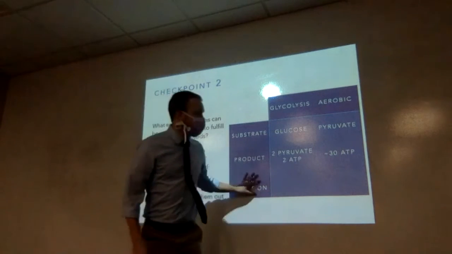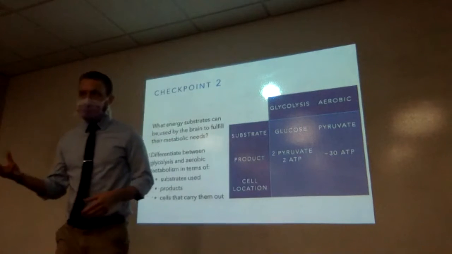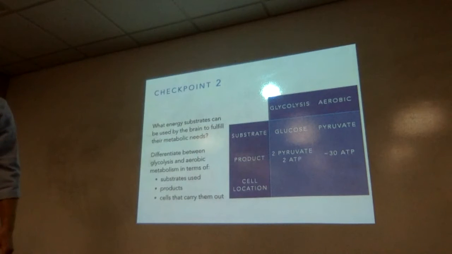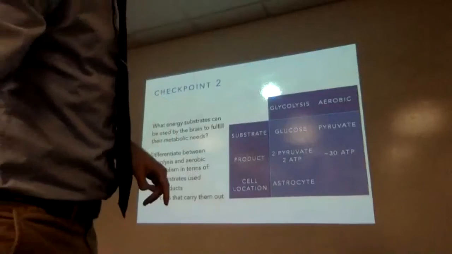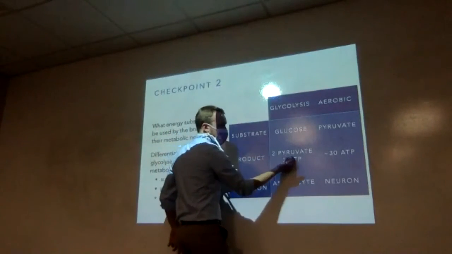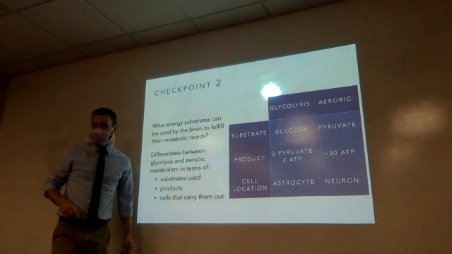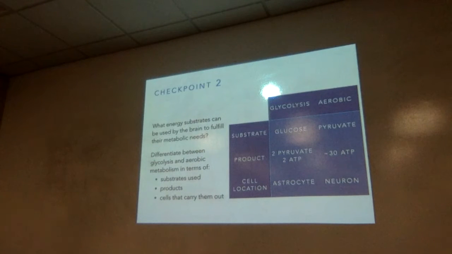Let's think about which cells are going to carry these out a little more so than the other. So astrocytes, are we thinking more aerobic or glycolysis? Exactly. And then just look at how much you're getting. What's the payout? And who's more expensive? Yeah, so those are the expensive cells. They got expensive tastes. They like to move ions a lot.